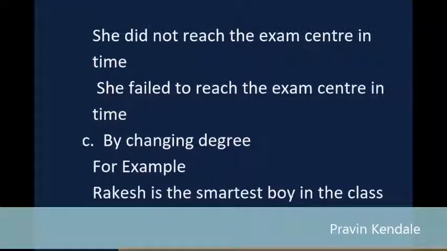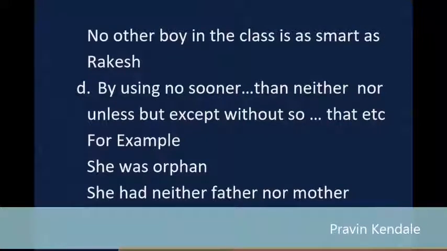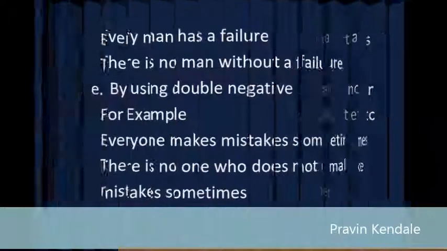C. By changing degree. For example, Rakesh is the smartest boy in the class. No other boy in the class is as smart as Rakesh. D. By using no sooner, than, neither, nor, unless, but, except, without, so, that, etc. For example, she was an orphan. She had neither father nor mother. Every man has a failure. There is no man without a failure.